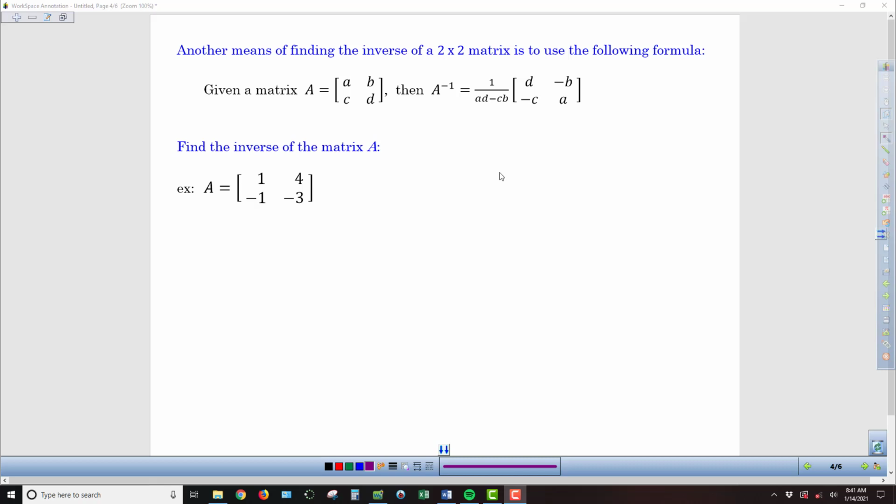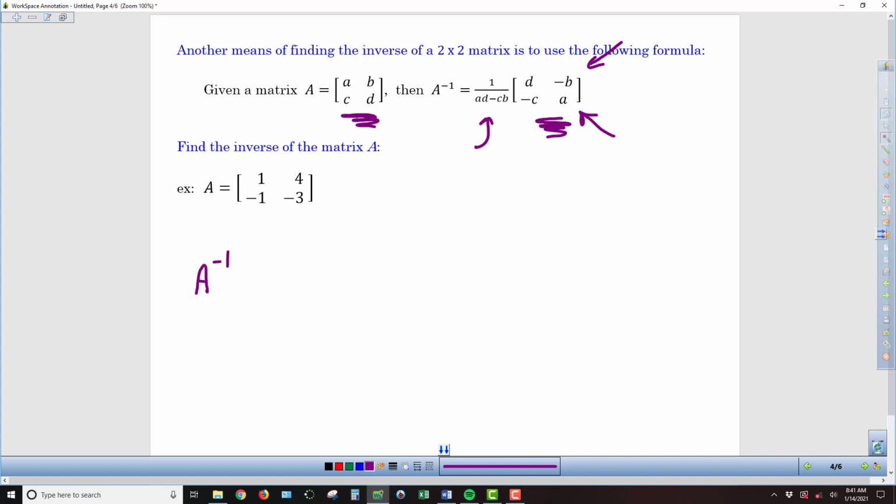And the way we apply that shortcut is to say, if this is our original matrix A, then I can take the elements of A and flip-flop on the main diagonal, so the D and A have switched spots. And then on the other diagonal, I just change the positive and negative signs of those entries. And then if I multiply all of those entries by the fraction that we see here, then we're going to end up with the inverse matrix. So it's just a formula that we can apply. So let's do that here.